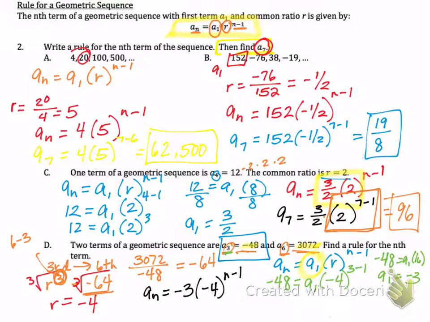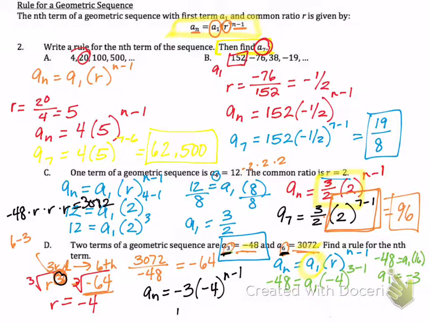Wait, so where'd you get the r? You did negative 64 over the square root of negative 64? I cube rooted negative 64. That's how I got the negative 4. And the reason why I cube rooted it is because I'm going from 3 to 6, so I'm multiplying by r 3 times. So it's like negative 48 times r times r times r gets me to 3,072. Oh, okay. Does that make sense?